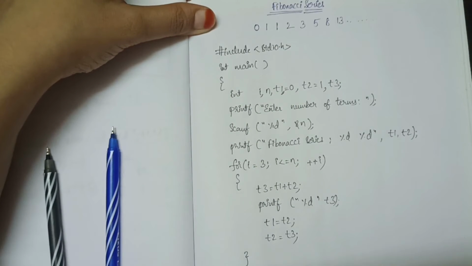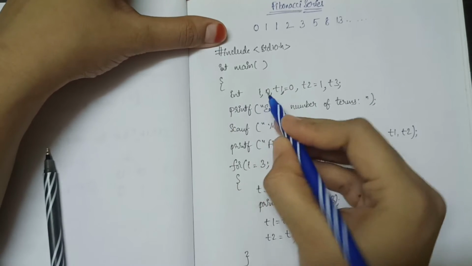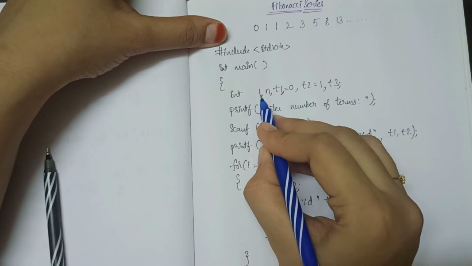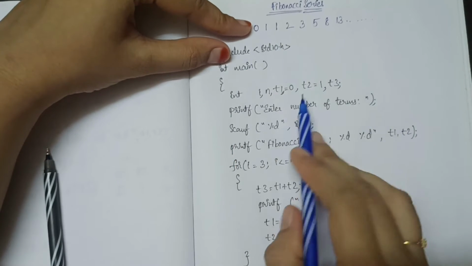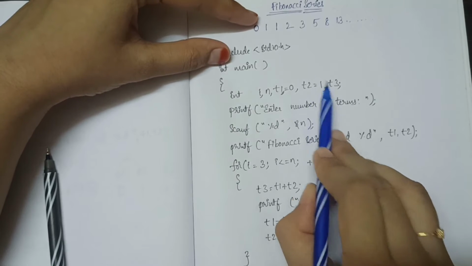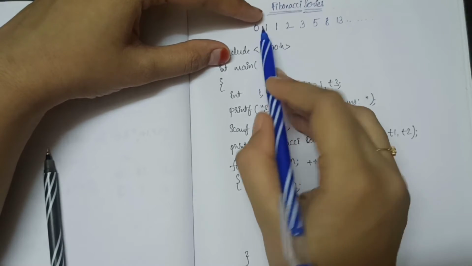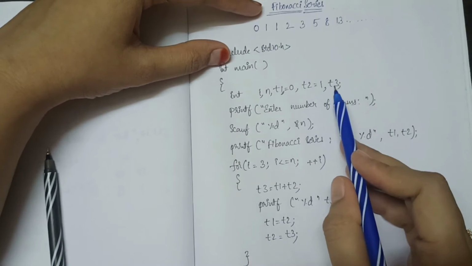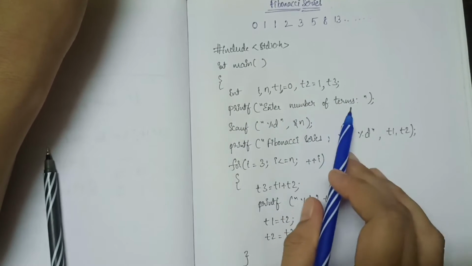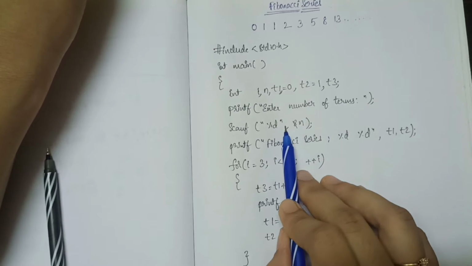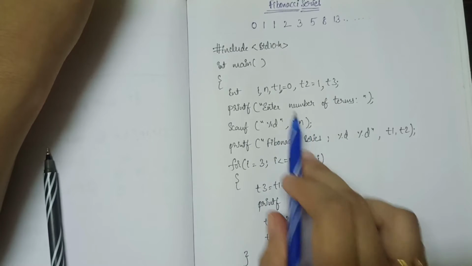Here in this program we have integer values. We declared integer values i and n. T1, the first term, I have taken and initialized to 0. T2 is 1. I already know this because these two terms are fixed. And T3, I declared T3 also. Enter number of terms: I will ask for the number of terms and scan it into n.